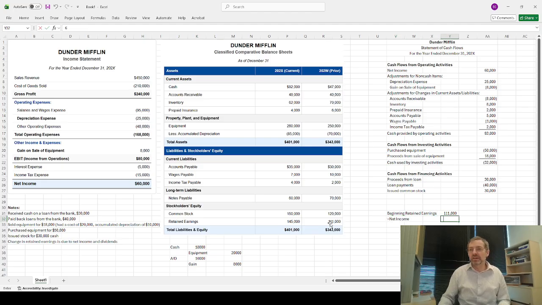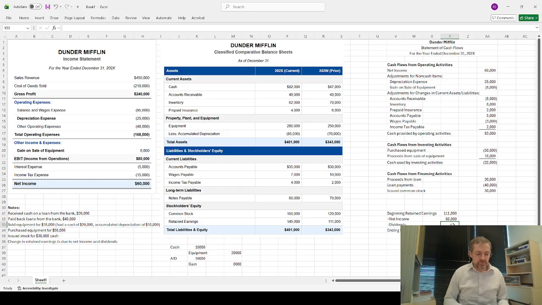Which was $60,000. We just get that from the income statement. And then you subtract the dividends. Again, that's the same thing as drawings. That's the part we don't know. And that gets us to ending retained earnings, which we get from the balance sheet, and that's $145,000.